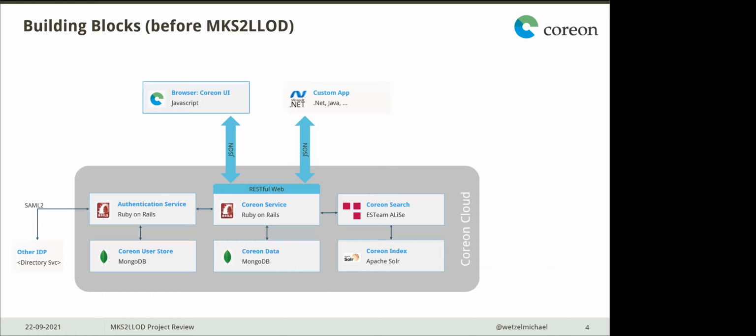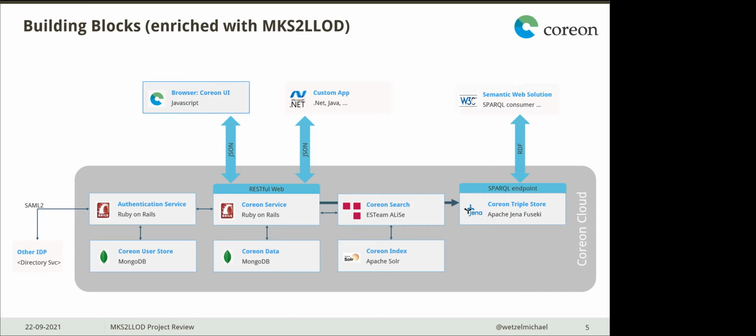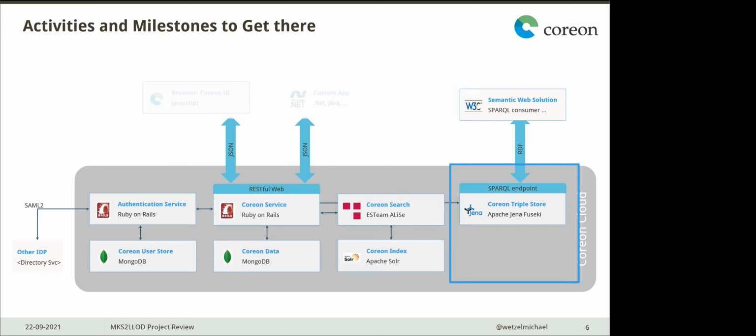Let's have a look at the building blocks before the project. So these are the building blocks before the project. So a typical several layers deep cloud-based solution with middleware, data store, identity management, search indices, etc. And now in this project, we've added a major new component, namely a triple store with a SPARQL endpoint. Let's inspect this module a bit closer, which was the focus of this project.